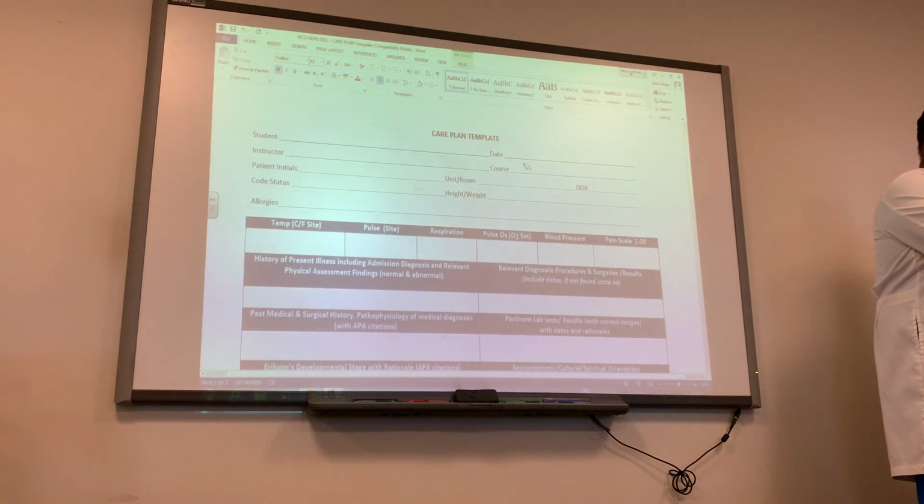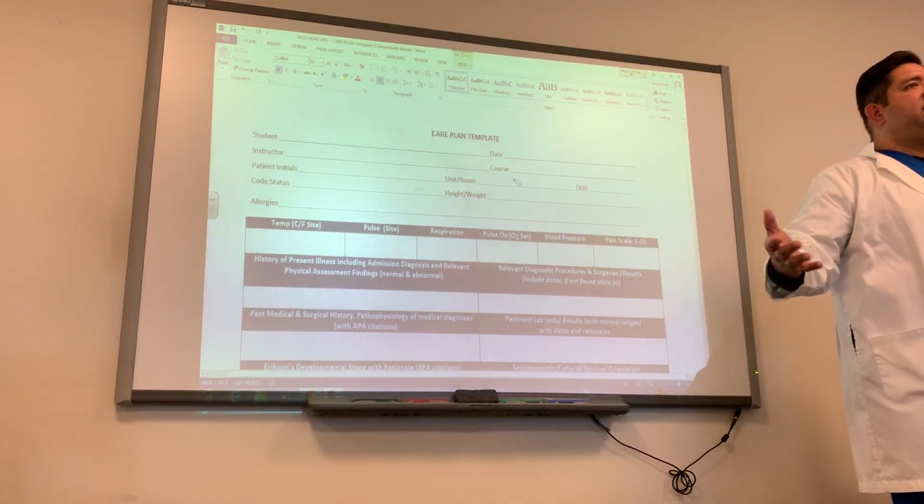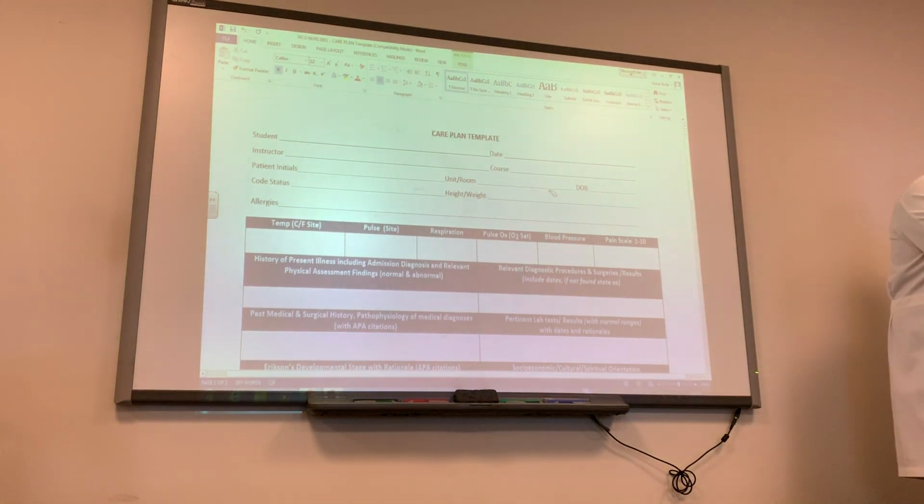Your course is going to be your course, unit and room. Be careful with that. I mean, don't get too descriptive. But you can put Highland Park, 1980, stuff like that. Date, patient's date of birth, not yours. Patient's date of birth, height and weight.